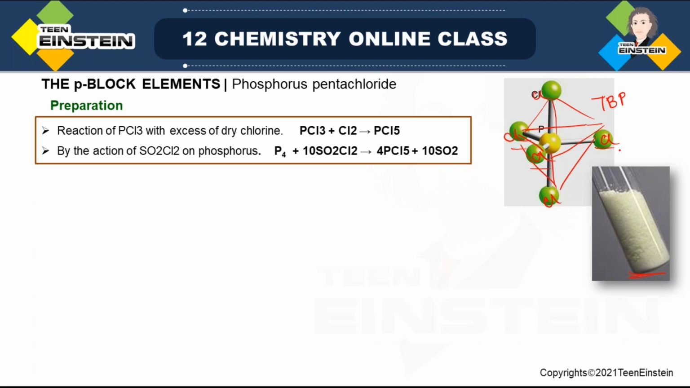How can you make it? We have just seen the application of PCl3 in the previous slide. That is, we can use PCl3 for production of PCl5. So here you can now see the reaction. PCl3 reacts with dry chlorine, excess dry chlorine, and we are getting PCl5. We can also use SO2Cl2 directly on phosphorus, that is P4, because this is a chlorinating reagent, that is, it provides chlorine atoms. So directly from phosphorus you can get PCl5 by using SO2Cl2.